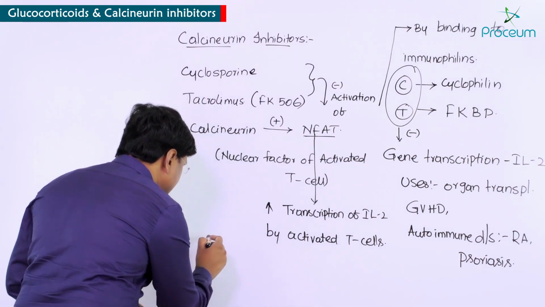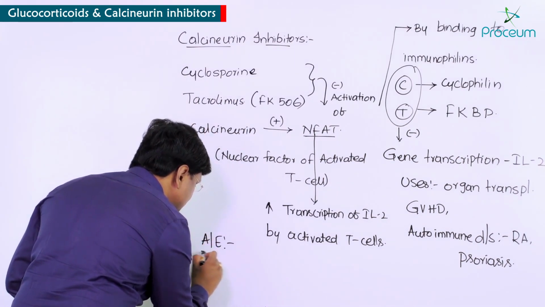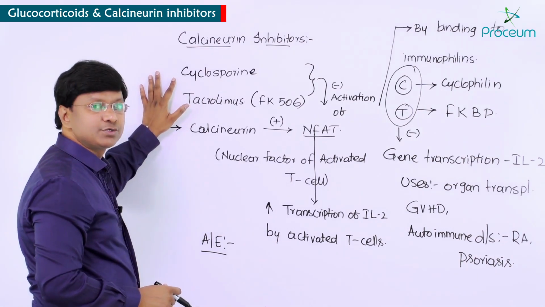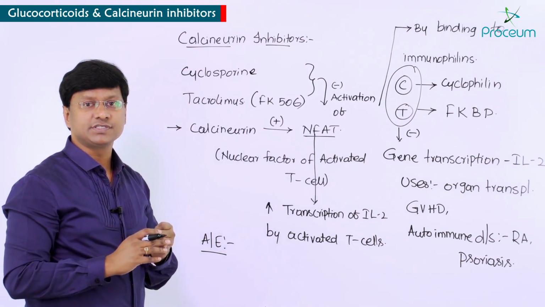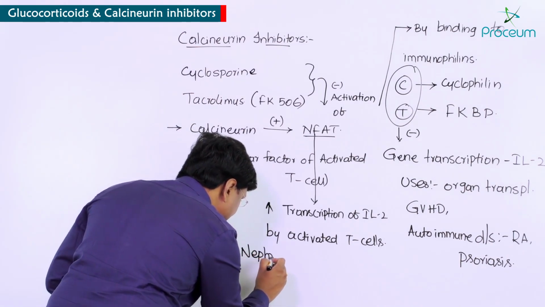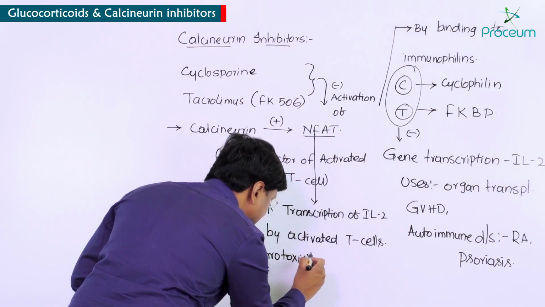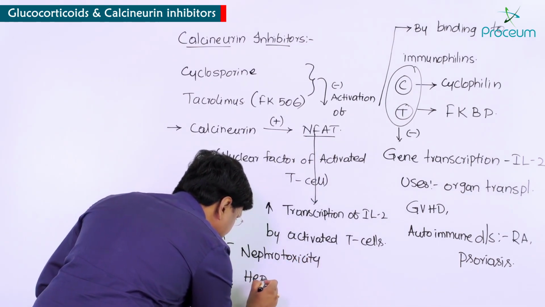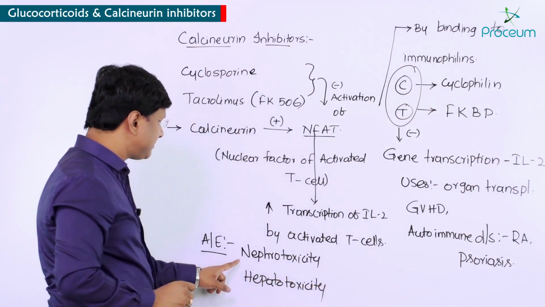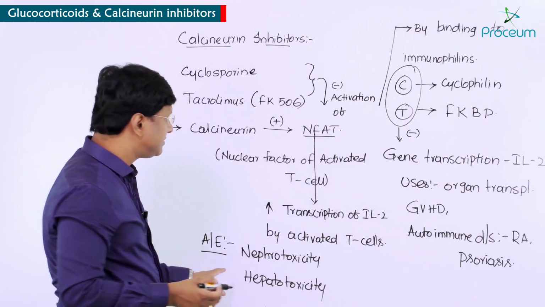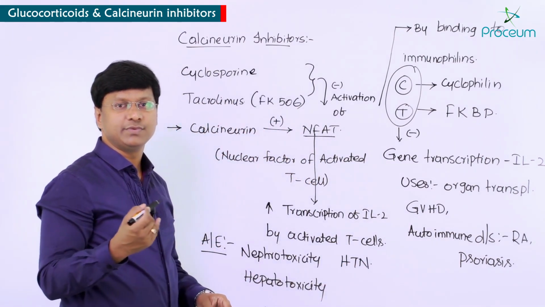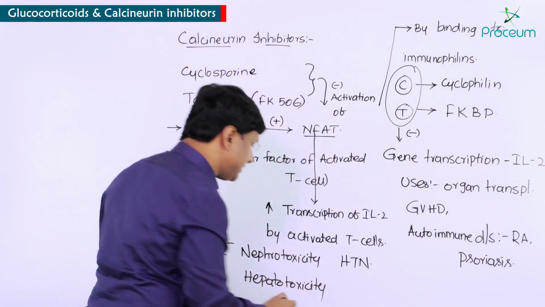Now, you take the adverse effects associated with these drugs. Cyclosporin can cause nephrotoxicity as well as hepatotoxicity. It will cause renal impairment as well as hepatic impairment. Apart from renal and liver impairment, these drugs will increase the blood pressure of the individual, wherein the individual will have hypertension.